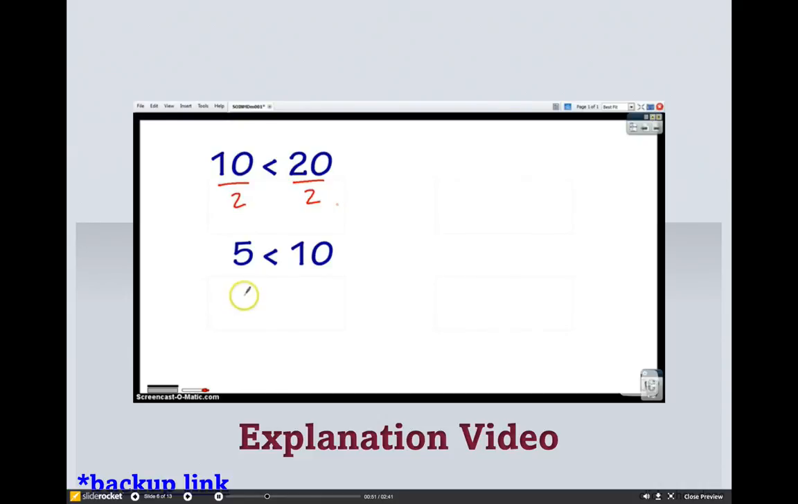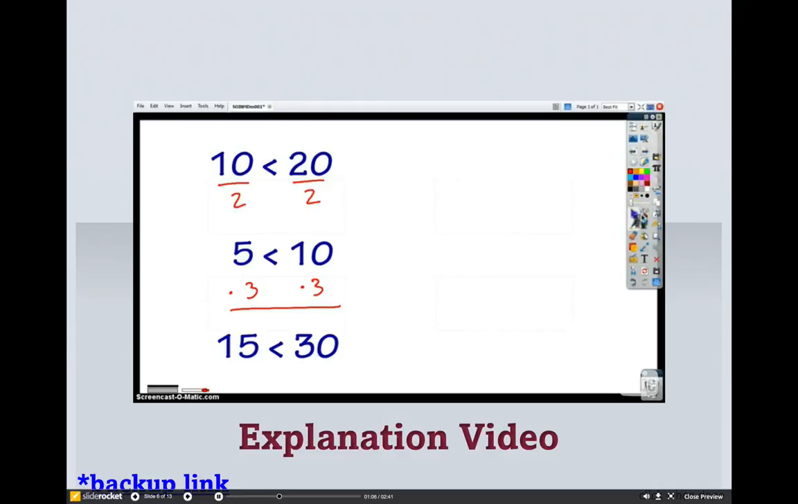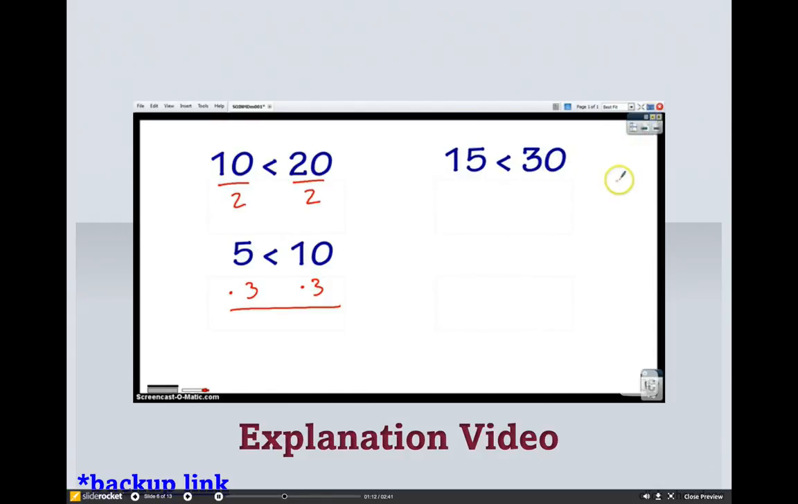What if we multiplied by 3? Multiply this side by 3, multiply that side by 3. We get on this side 15, on this side 30. And our inequality still remains true. 15 is less than 30. All right, let's keep going with a few others. Let's take this one, put it right here, and let's say we took these and divided by, in this case, let's do -5.